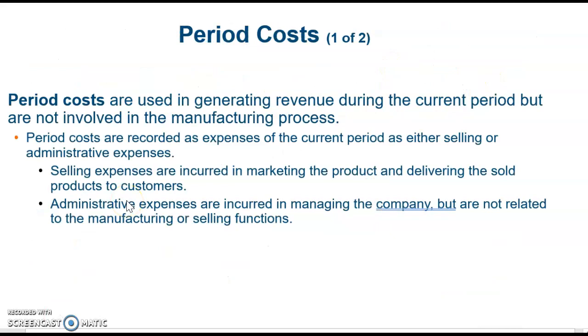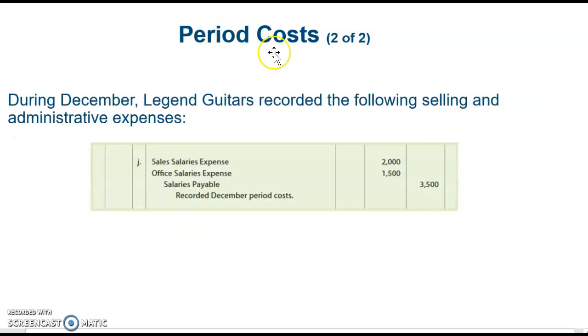Now, period costs, everything we just discussed were product costs. Period costs are going to be your selling expenses, anything that didn't involve making the product. Selling and admin expenses related to managing the company, selling the goods, nothing related to the manufacturing. So when you record period costs, they go straight to the expense account. They don't go into the product. So you would debit your expenses and credit your payables.